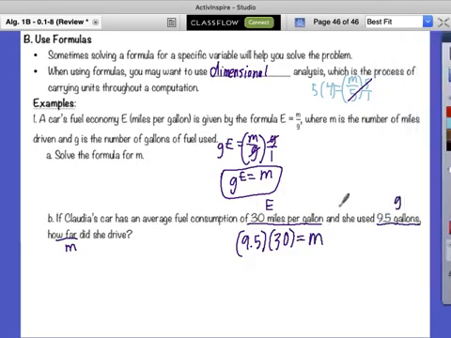I'll write that down if you haven't. And it might be a good idea to underline E, underline G, underline M, just because that's what we did in class here. I hope you see it.